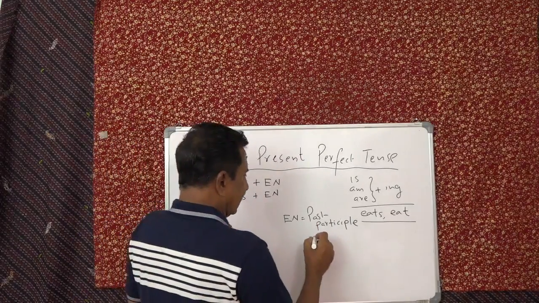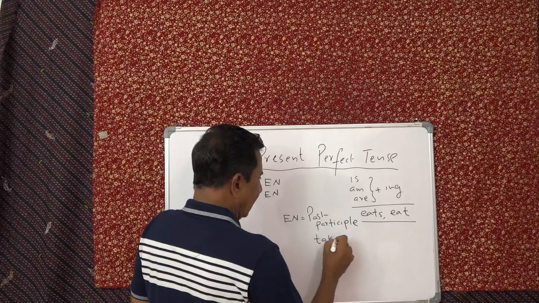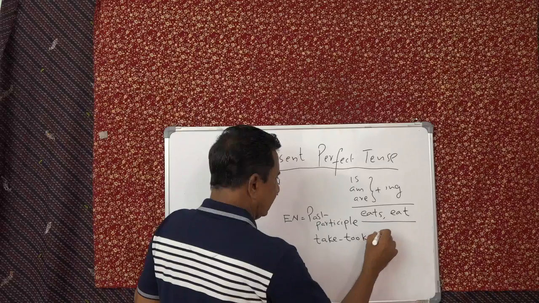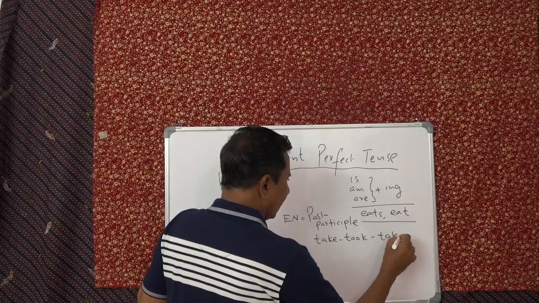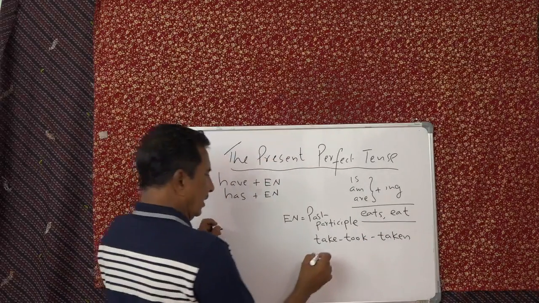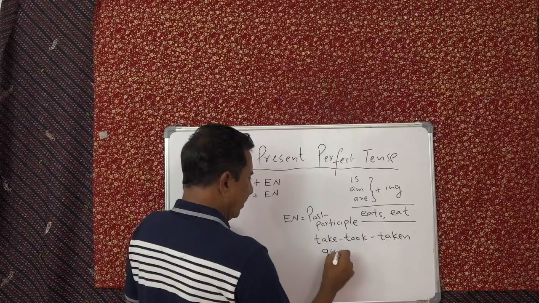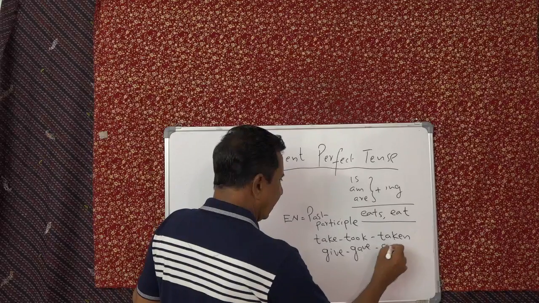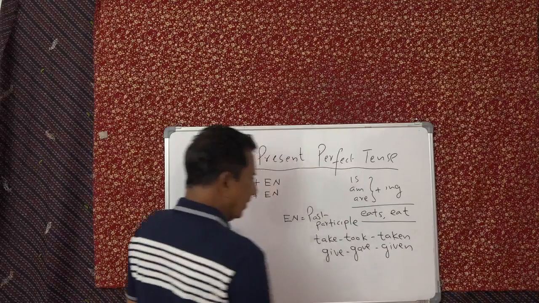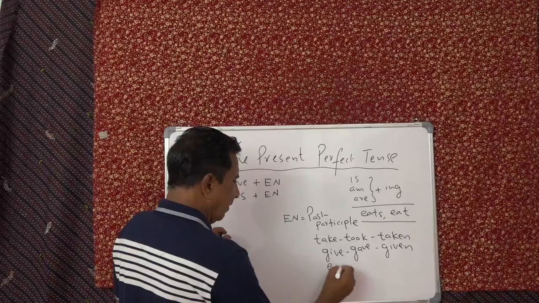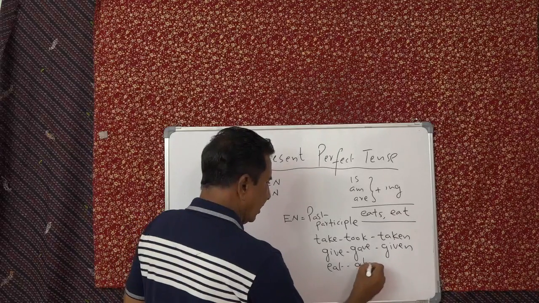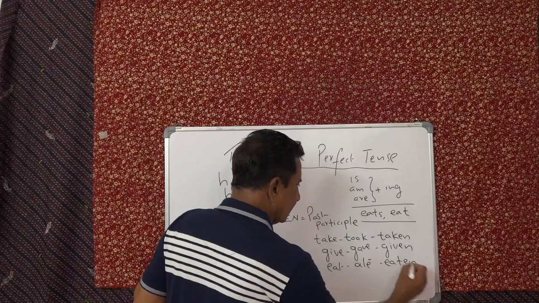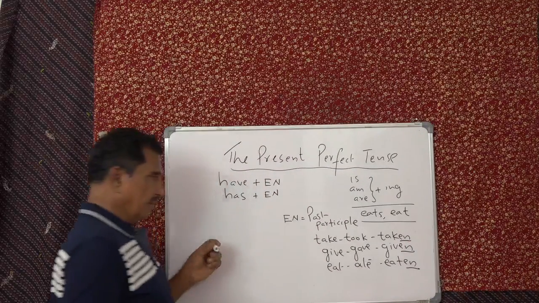Remember? Take. Then the next form is took. And the next form is taken. Taken. See that. Give, gave, and given. See that? Eat, ate, eaten. See, this is the en.